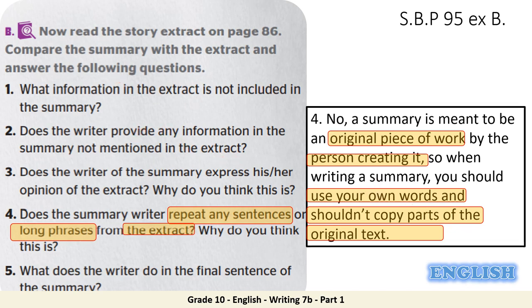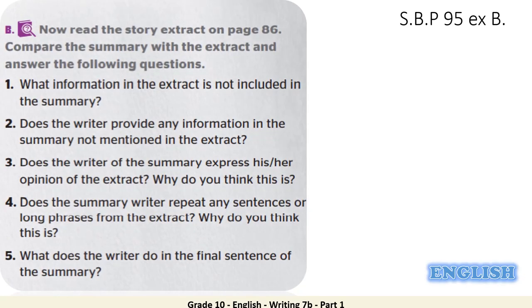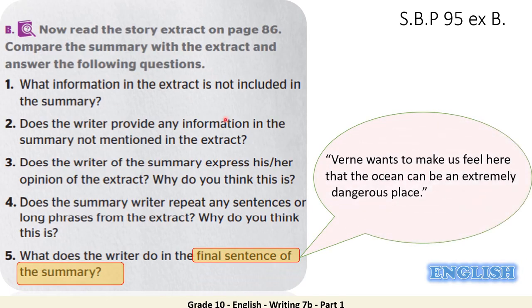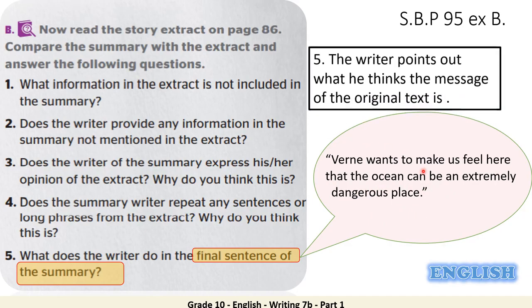And finally, what does the writer do in the final sentence of the summary? Let's go to the final sentence of the summary, read it, and try to find out. Verne wants to make us feel here that the ocean can be an extremely dangerous place. So what does this sentence refer to? That's correct. The writer here points out what he thinks the message of the original text is.